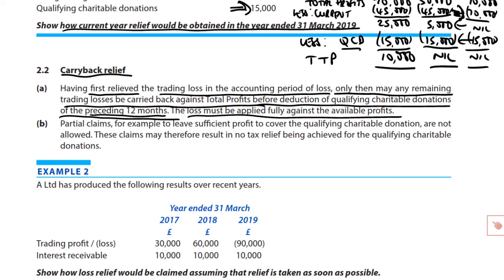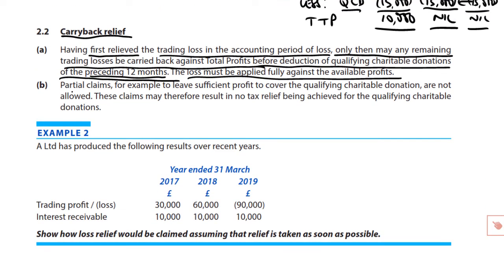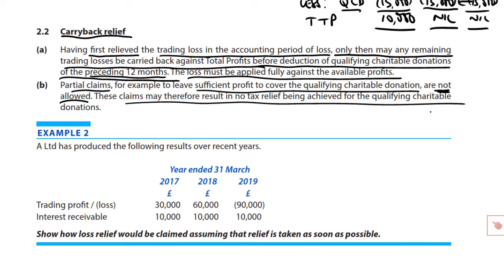The loss must be applied fully against the available profits. As we know, partial claims, for example, to leave sufficient profit to cover the qualifying charitable donation are not allowed. Not in a current, not in a carryback claim. They are, of course, allowed on a carry forward claim. These claims, therefore, may result in no tax relief being achieved for what would be wasted qualifying charitable donations.